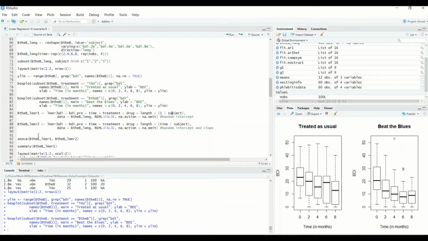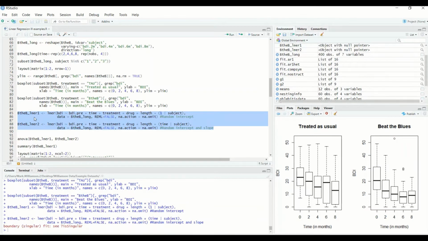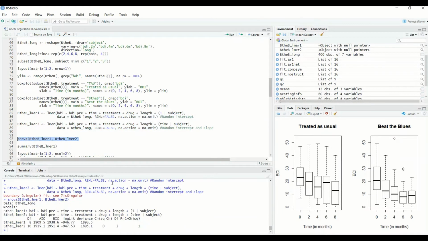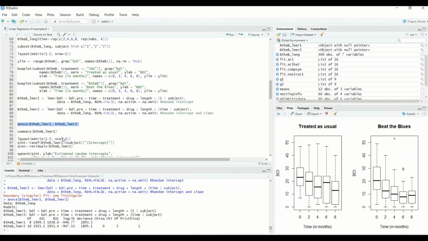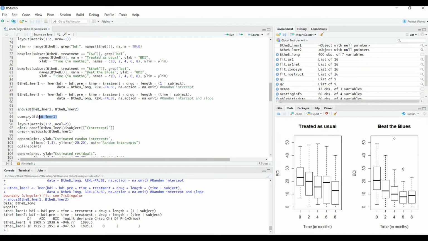And then we'll try another one where we actually have random intercept and slope. So time by subject, that'll create that. So we'll run those, store them as these objects, and then we'll compare the two with ANOVA. And it looks like actually the first model with just random intercept is a better fit, or lower AICc, so we'll keep that. So let's take a look at the summary of that.